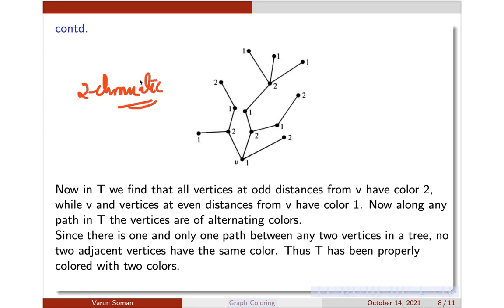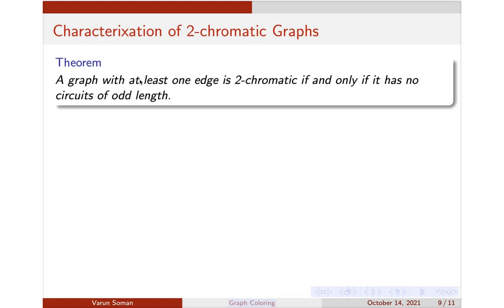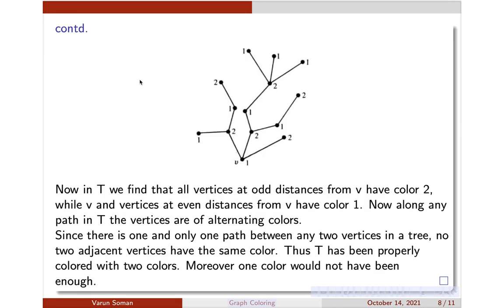Moving forward, a graph with at least one edge is two chromatic if and only if it has no circuits of odd length. So this is also a simple theorem. Please go through this. The earlier theorem was that every tree is two chromatic.